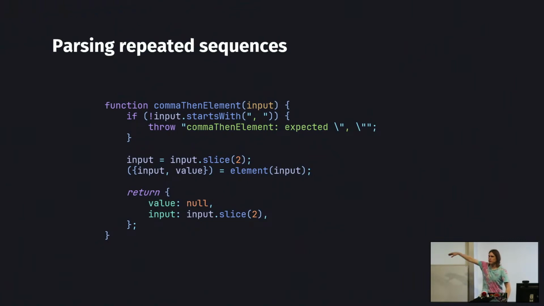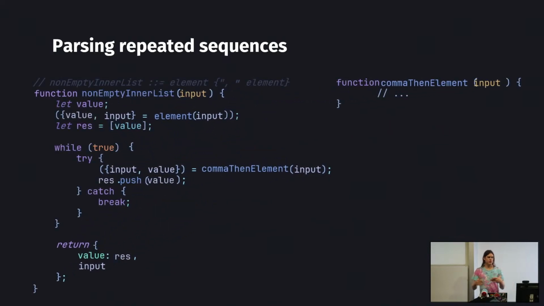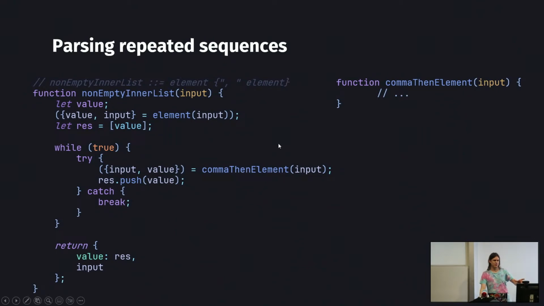Now, I've defined a helper function for comma then element, because if you remember in our grammar we had many commas and then elements, so I just defined a little helper function so that we could have shorter code. If I abstract that away, parsing a non-empty inner list is now going to be parsing an element, and then while true, we try to parse a comma then an element. If it fails, we just break out of the loop because we've parsed as many elements as we can. Otherwise, we just keep going. And in this case, I'm accumulating our values into a list, and then returning it at the end.